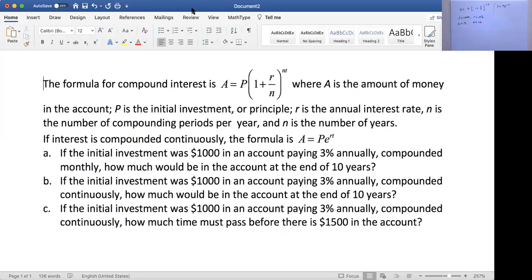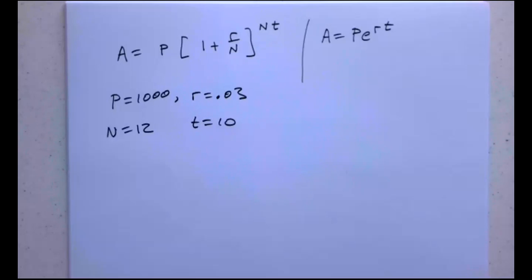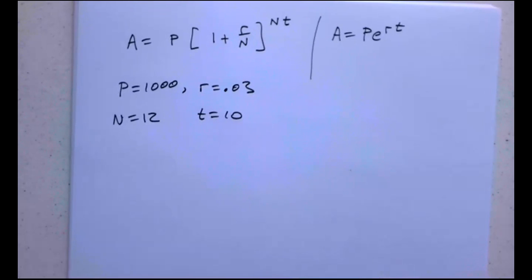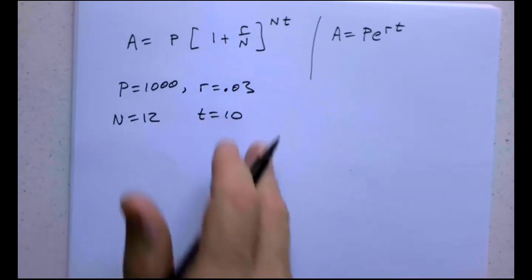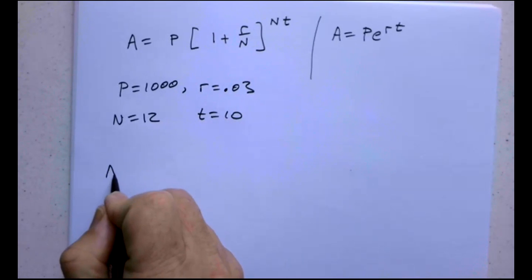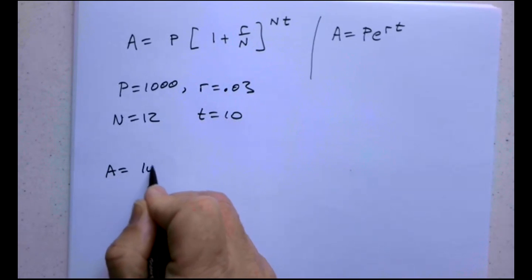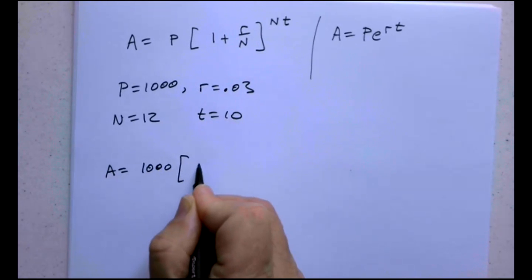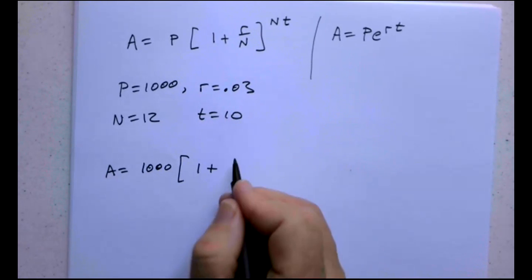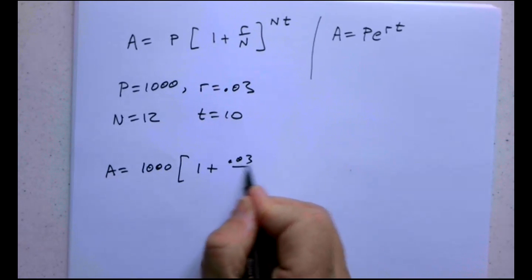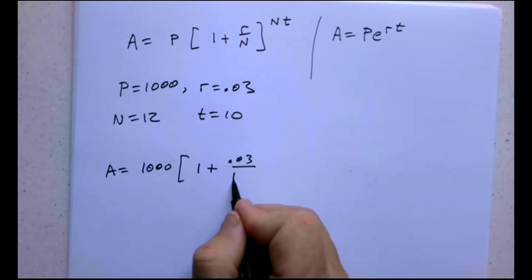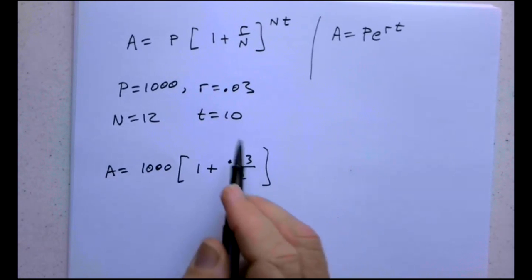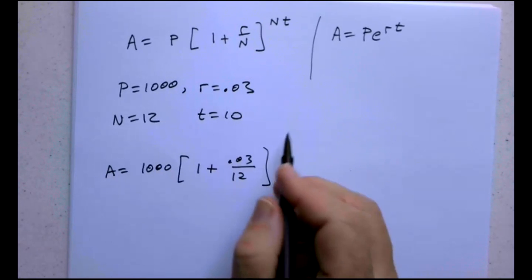So we have all that information. We want to find out how much is in the account at the end of those 10 years. So I've got all that information. Let me go ahead and plug that in. So A equals P, 1,000, times 1 plus r, 0.03, divided by n, divided by 12, raised to the n times t, 12 times 10.